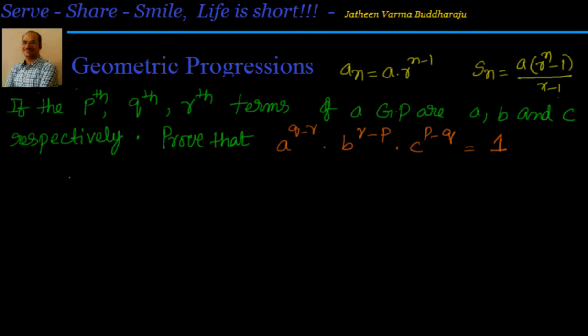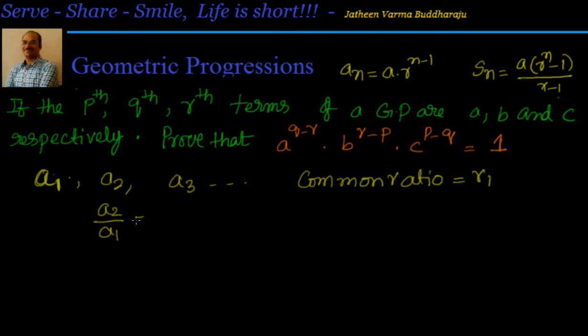So first let me take what that geometric progression looks like. I will say the first term is a1, a2, a3 like that, and I will say the common ratio is equal to r1. Why am I taking r1? Because there is already a and r here. Not to confuse, we are taking the first term as a1 and the common ratio as r1. What is the meaning of that? a2 by a1 is equal to a3 by a2 is equal to r1.